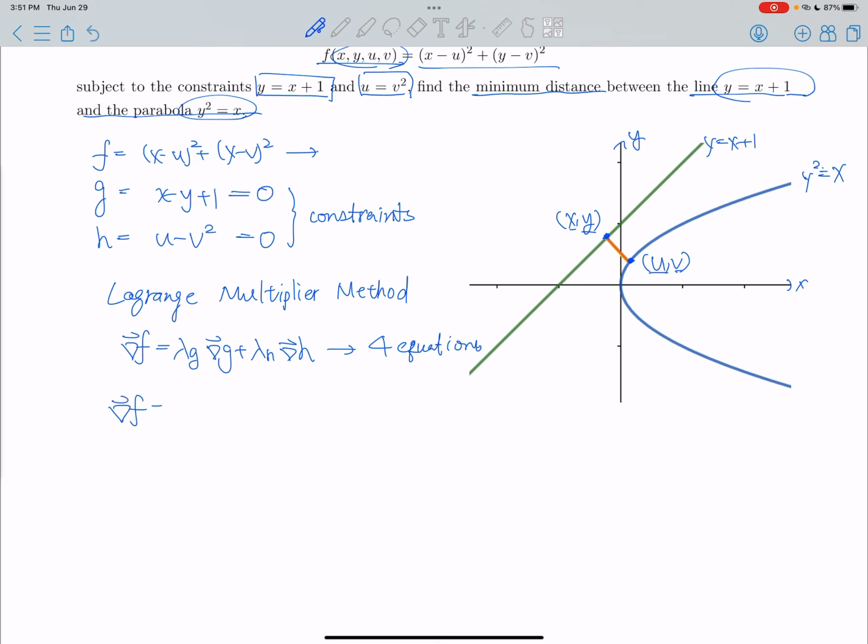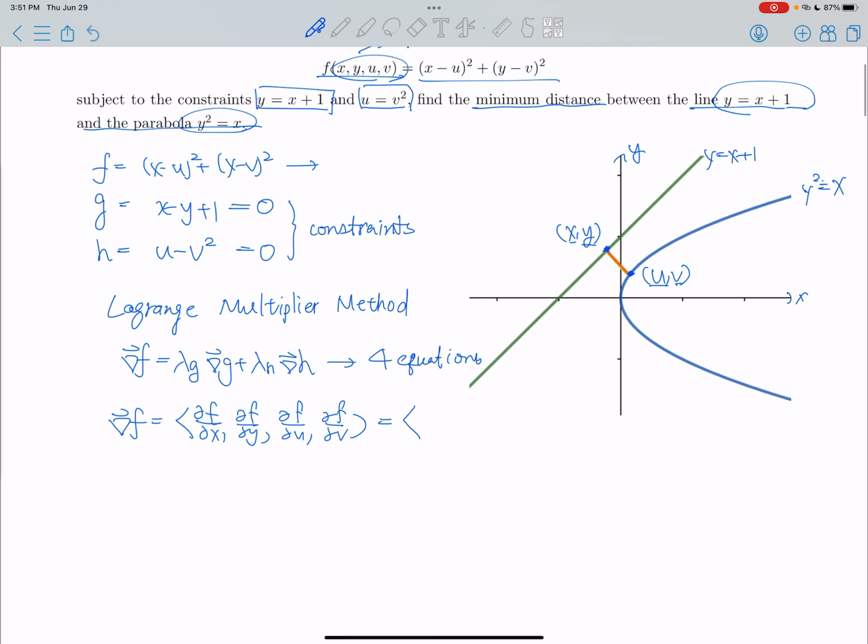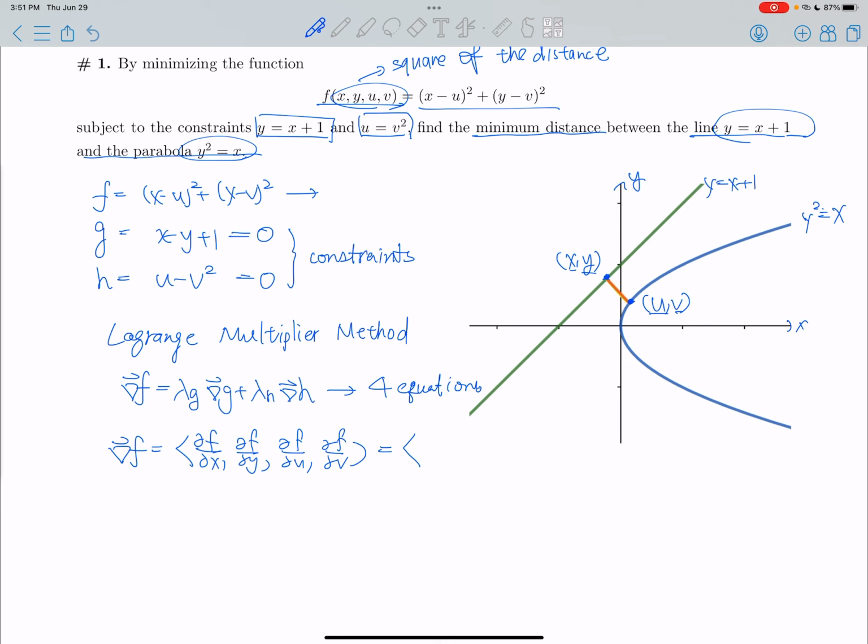So gradient f, according to the definition, is partial f partial x, partial f partial y, partial f partial u, and partial f partial v. And evaluating by the chain rule, the partial f partial x is 2 times x minus u. And for the y partial derivative, it is 2 times y minus v. And for u, it is 2 times x minus u, but since there's a negative sign, we have to add a negative sign here too. And the last one is minus 2 times y minus v. So this is gradient f.